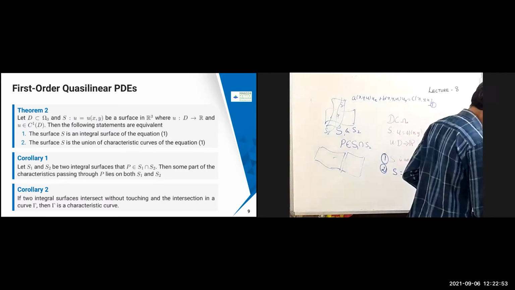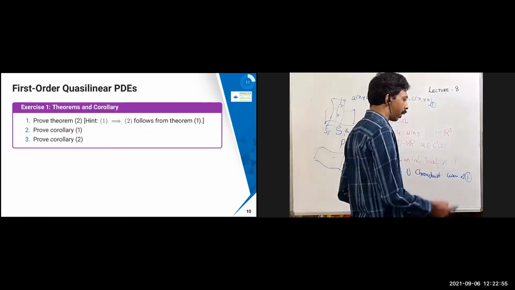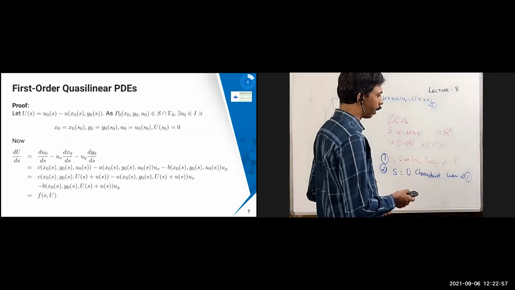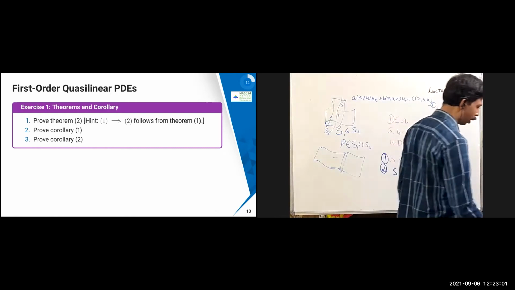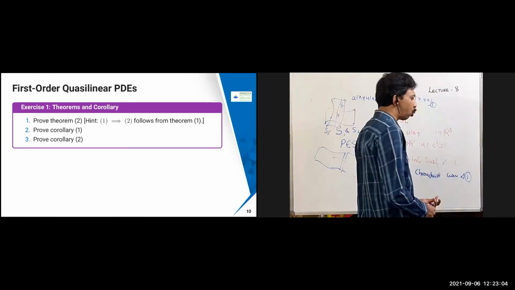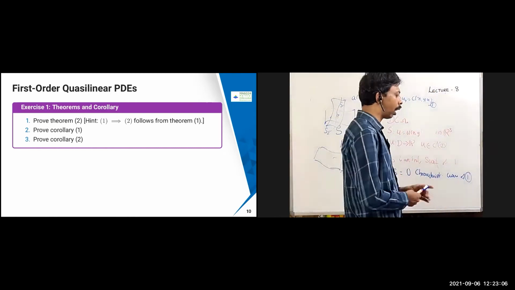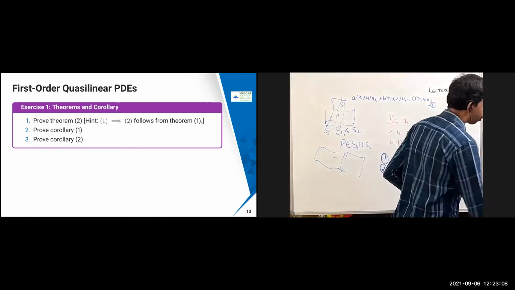So this I will be leaving as an exercise because this is straightforward from the previous theorem. From this theorem you can obtain this exercise. I will just leave it to you as an exercise. So you can prove the theorem. What you need to prove is that 1 implies 2 follows from theorem 1.